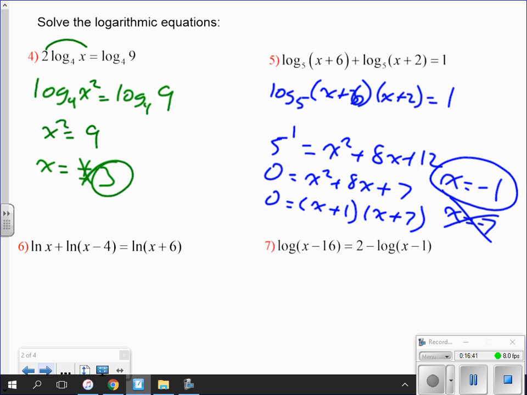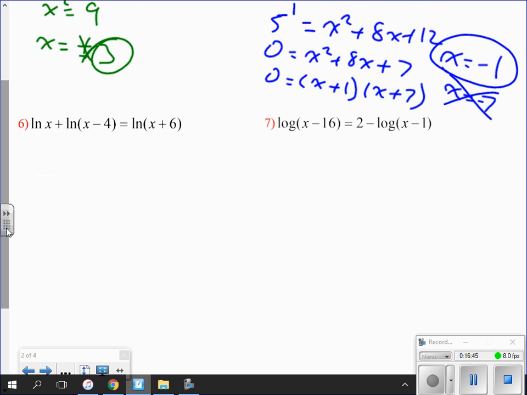Okay, questions on that one? Okay. So this one here, combine up the first side to one logarithm. Okay, do that first.